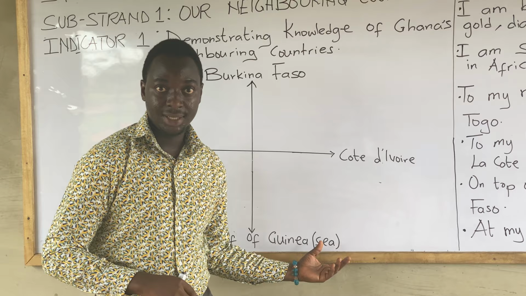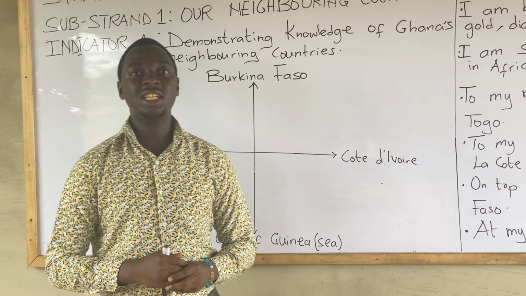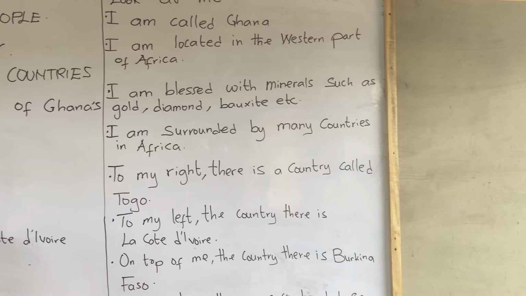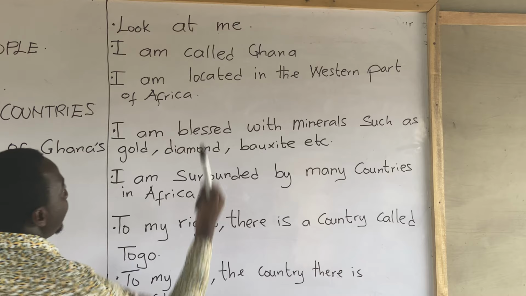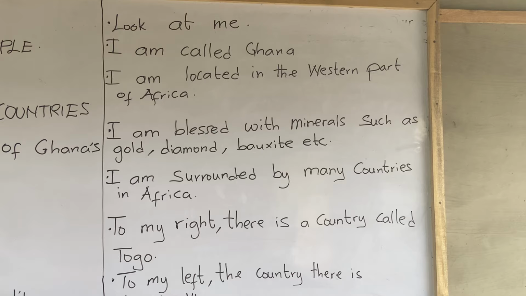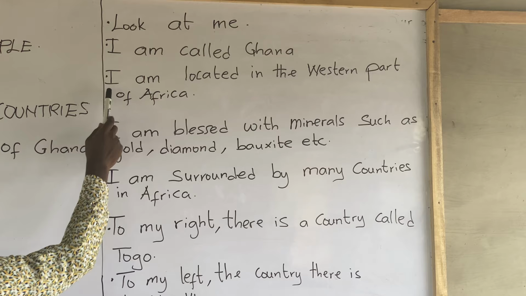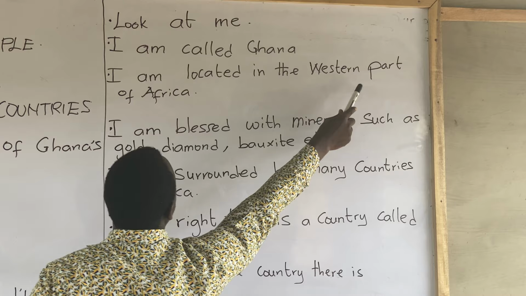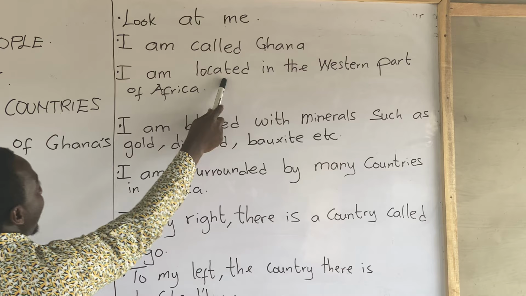Children, follow me to recite this poem. Look at me. You can repeat after me as I read. I am called Ghana. I am located in the western part of Africa.